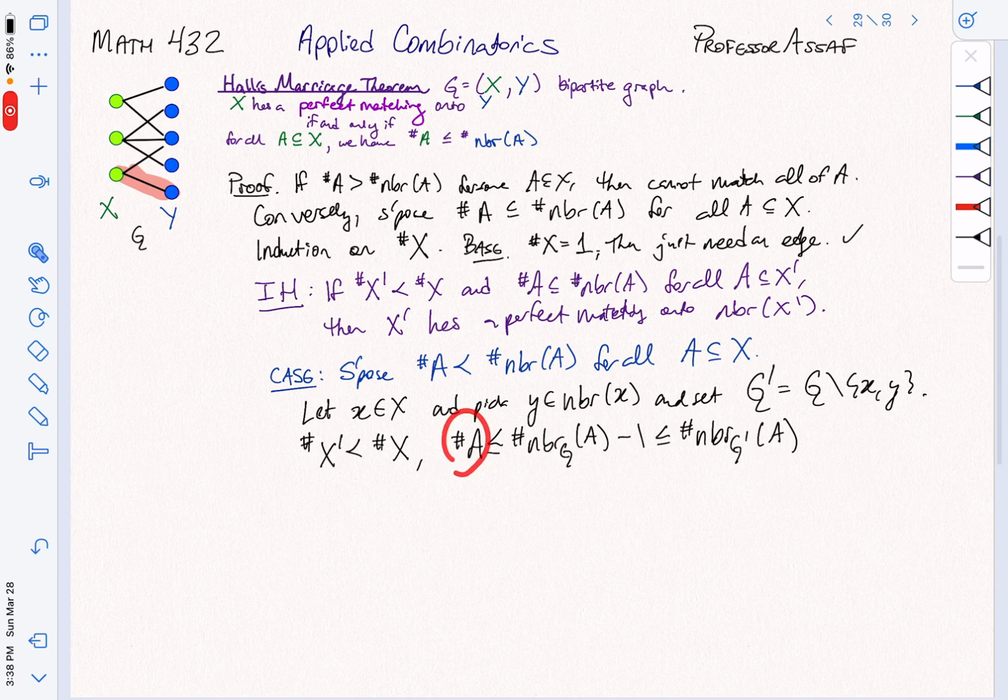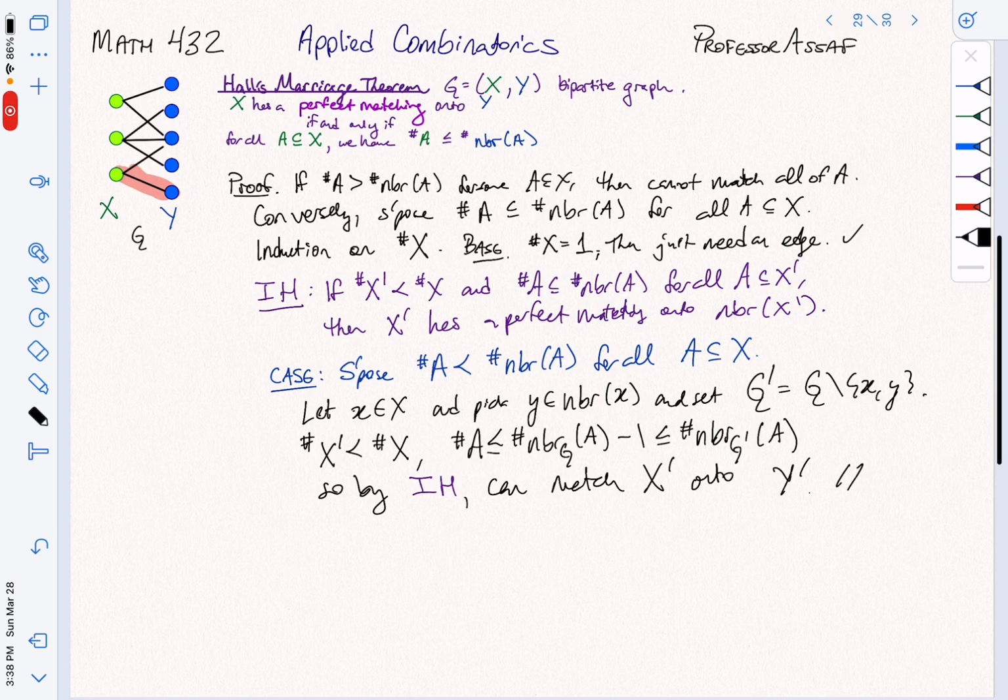So this means that yes, in G prime, Hall's inequality holds. So by the inductive hypothesis, we can match X prime onto Y prime. And so now we're done. So in this case, we just take out this edge here, and then by induction, we're done. But this was a very special case. And in fact, it used the weak inequality to prove it. So we definitely need to do the other case.